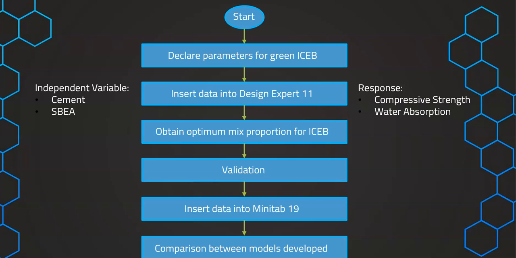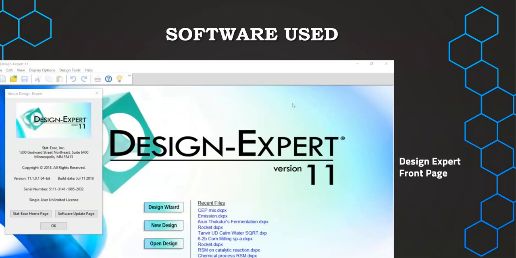And to evaluate the reliability of the model obtained from the RSM, validation was done using the Minitab 19. And in phase 2, we investigate the relationship between the engineering parameters and properties of the green ICEB using the 2D and 3D contour plot. So this is the Design Expert version 11, which is used in this study.